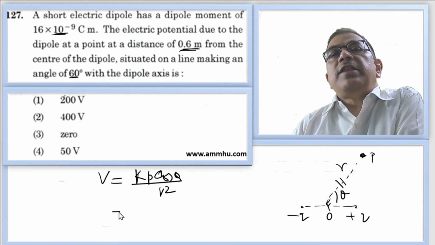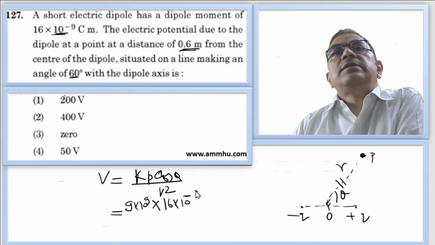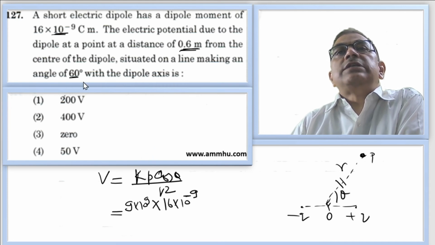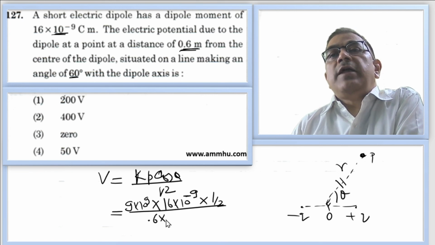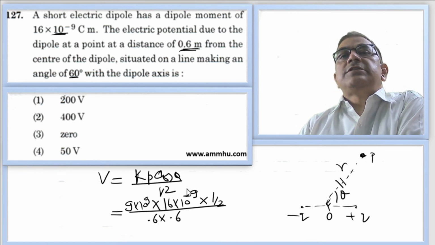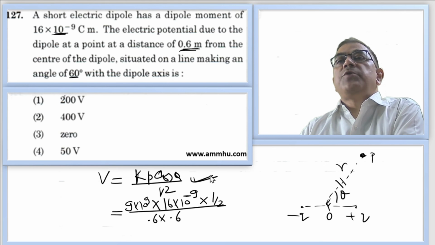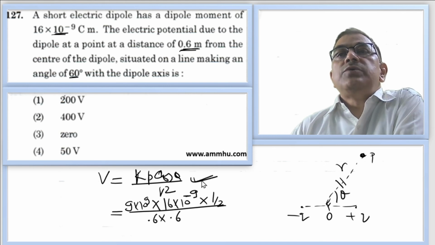Let's substitute the values. So this is 9 into 10 to the power 9, and p is 16 into 10 to the power minus 9, and cos theta, this angle is 60. Cos 60 is how much? This is half, divided by distance. Distance is how much? 0.6. So this is 0.6 multiplied by 0.6. This is the expression of electric potential at a point due to a short dipole.